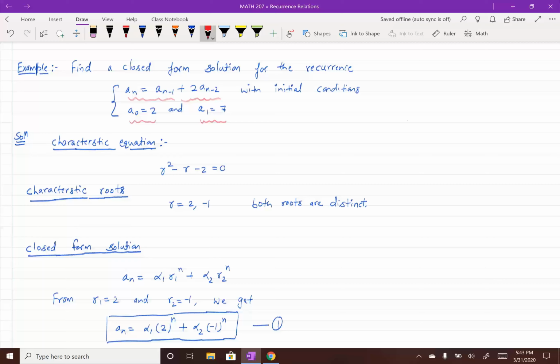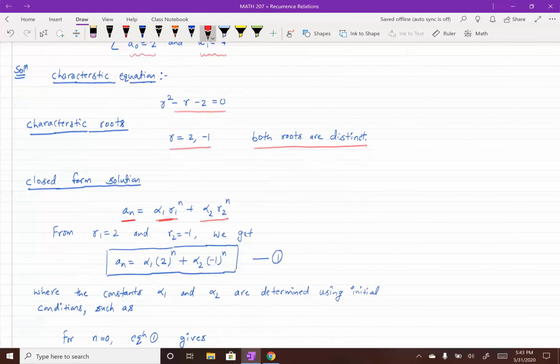and we have seen this example before. The characteristic equation of this relation is r squared minus r minus 2 equal to 0. The roots of the characteristic equation are 2 and minus 1, and both the roots are distinct, they are not equal. Then we can apply our theorem. Based on our theorem, the closed form solution a of n can be written as alpha 1 times r1 to the power n plus alpha 2 times r2 to the power n.